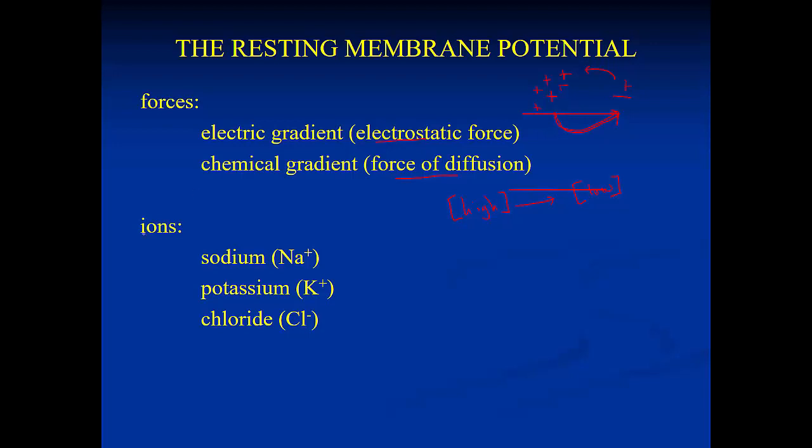So there's two major forces. Again, electrical and chemical forces. When we talk about membrane potentials, we're going to talk primarily about sodium, potassium, and chloride. Sodium is Na+, potassium is K+, chloride is Cl-. Now, I didn't write the word ion here, but I'll try to remember to say ion, but sometimes I'll just say sodium crosses a membrane. Here I'm talking about sodium ions.